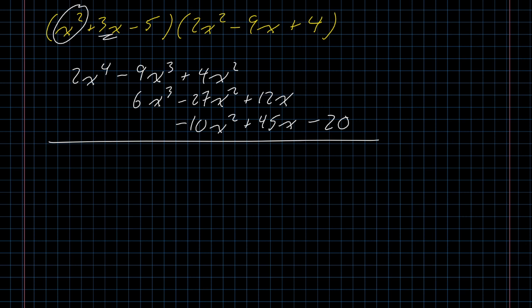Add up, combining like terms, which are already lined up for you down the columns. We've got 2x to the fourth. We've got minus 9 plus 6, all told that's minus 3x cubed. We've got 4 minus 27 minus 10. That's minus 33 all told, x squared. And then we will have 57x and minus 20. All right, there we have it.